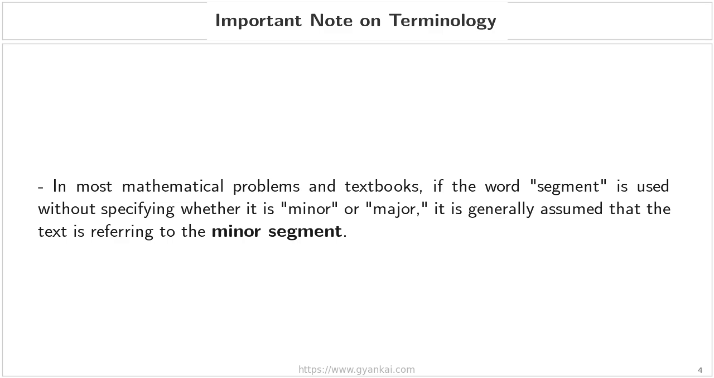However, you will often notice in your textbooks or during exams that a question might simply say, find the area of the segment, without specifying if it is the minor or the major one. In these cases, you can breathe a sigh of relief, because by convention, mathematicians assume we are talking about the minor segment. So, unless the problem explicitly mentions the major segment, you should default to calculating the smaller region.